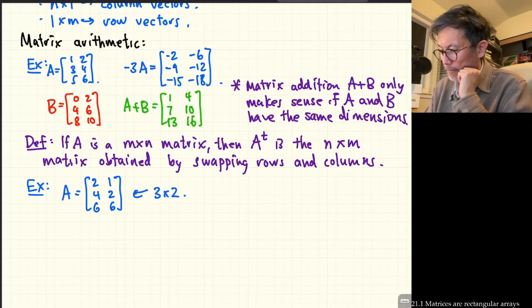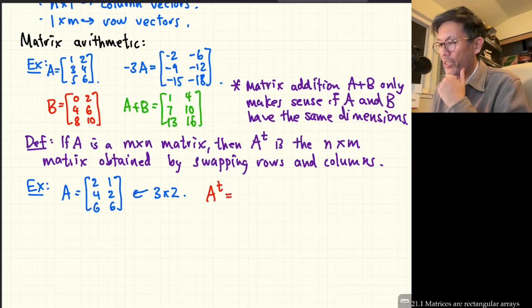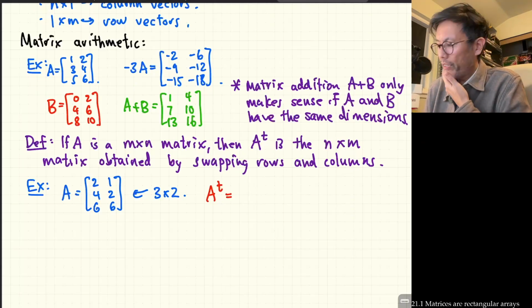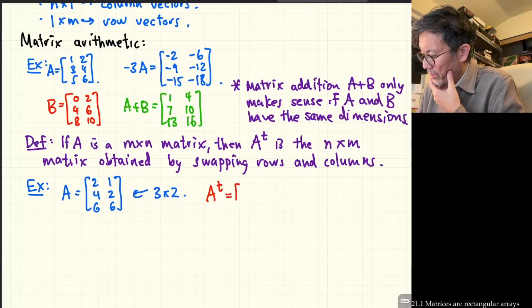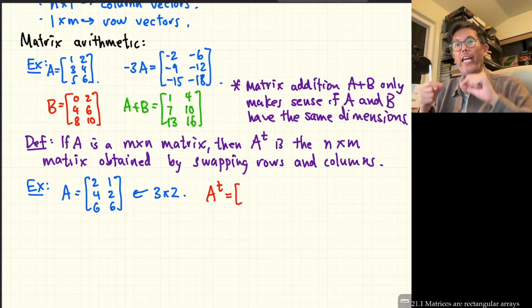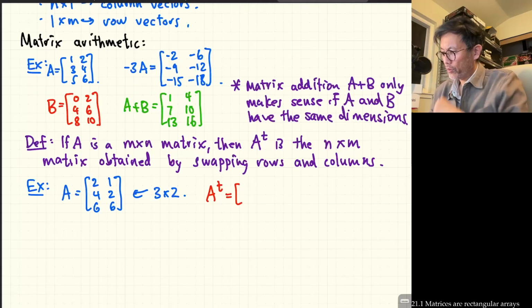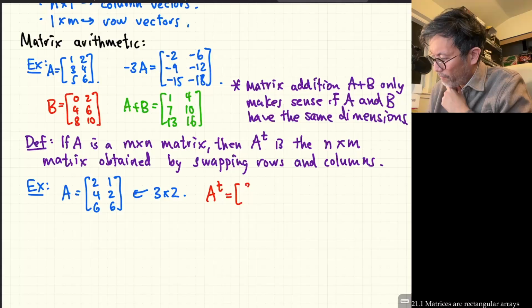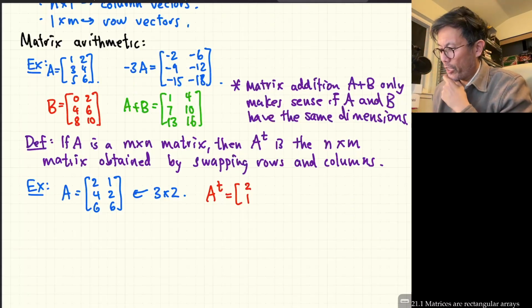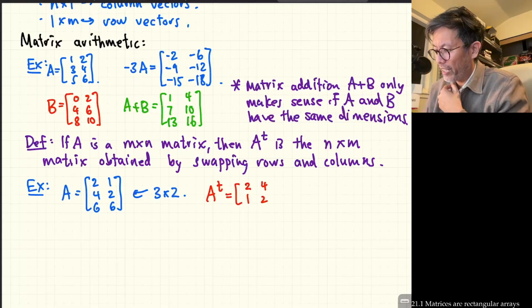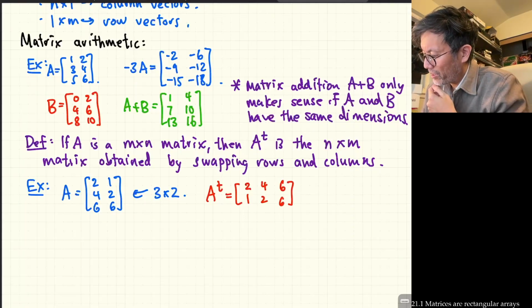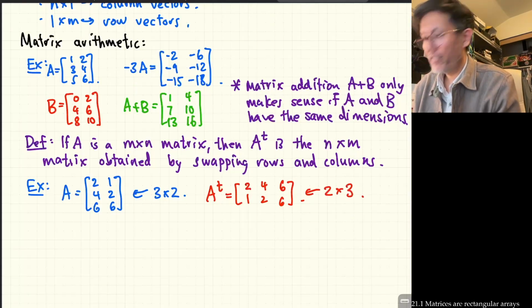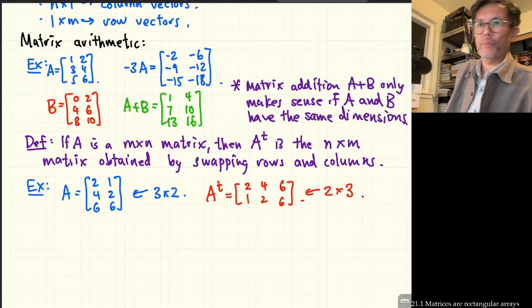Then A transpose, which I'll denote like this. Sometimes the T is a capital T. For some reason, I have a lowercase t here. A transpose is the matrix where each row of A becomes a column of A transpose. So this first row will end up being 2, 1, the first column of A transpose. Similarly, the second column will be 4, 2, and this last column will be 6, 6. And please observe, this is 2 by 3. In other words, we've swapped the number of rows and columns with one another.